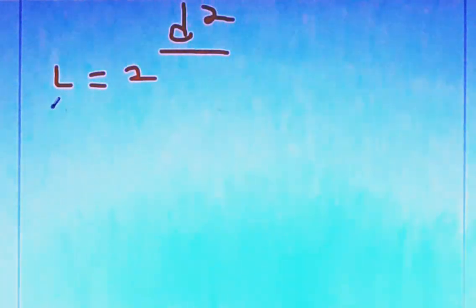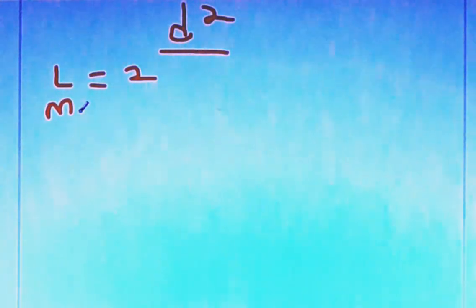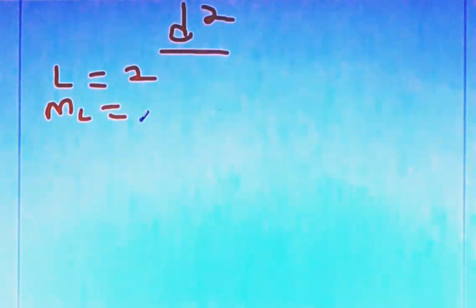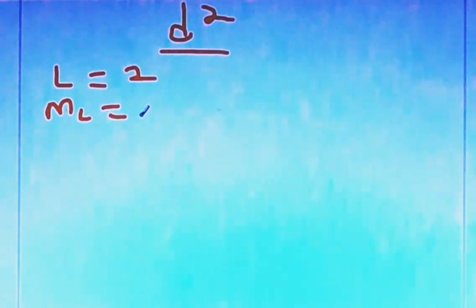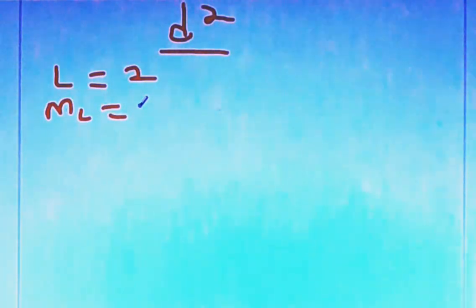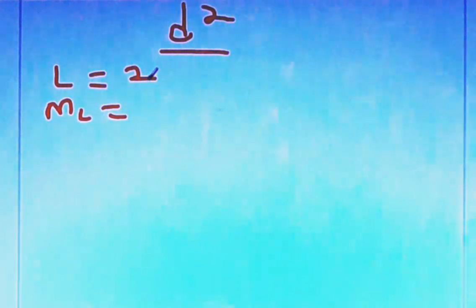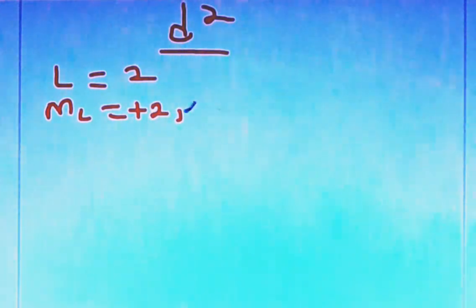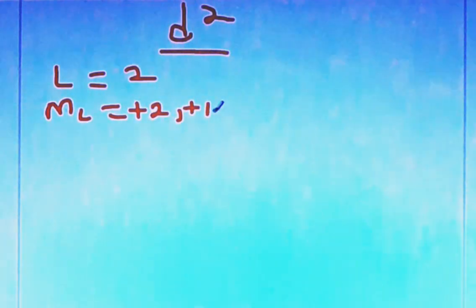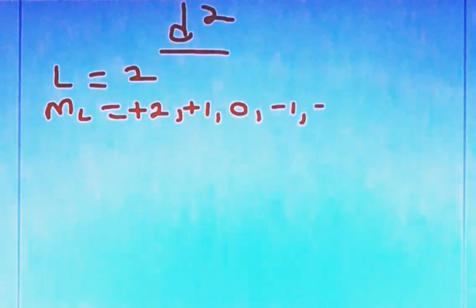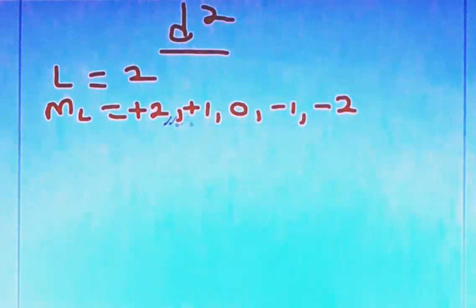Then we have to know the magnetic quantum number. It is represented by the ML. The magnetic quantum number starts from plus L, 0, and negative L. So in this case, since we have L to be 2, we begin from plus 2, plus 1, 0, negative 1, and negative 2.